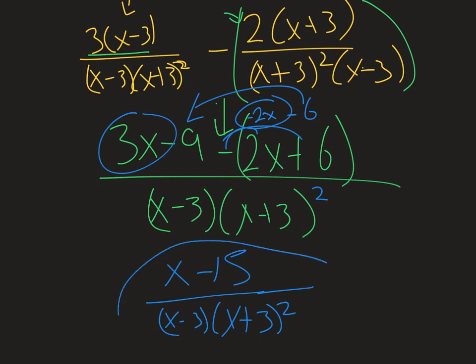And again, it worked out to where there wasn't any cancellation at the top. But if it would have worked out to be an x plus 3 or an x minus 3, then we could have reduced even further. For now, this is as good as it gets.